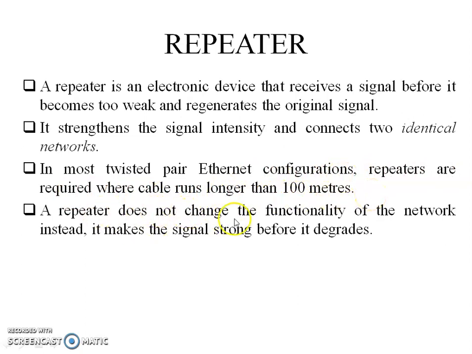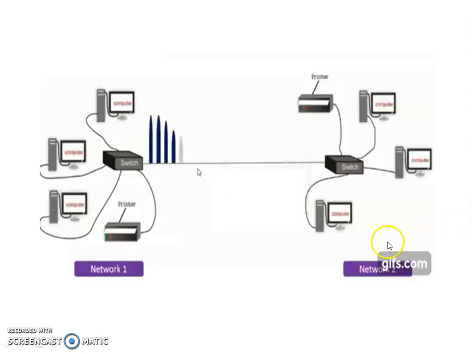A repeater does not change the functionality of the network. Instead, it makes the signal strong before it degrades. Here, two networks are communicating, and when the data is transmitted through long distance, data gets degraded. And when we place the repeater, it regenerates the signal into the original state.